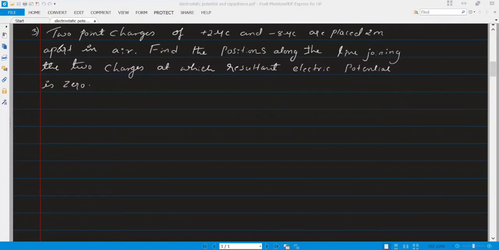Okay. Let us go for the third problem. Two point charges are given, plus 2 microcoulomb and another one is minus 8 microcoulomb. Consider that there are two point charges here. So this is one charge and this is another charge.